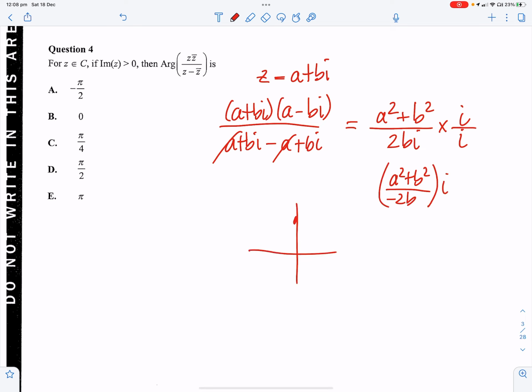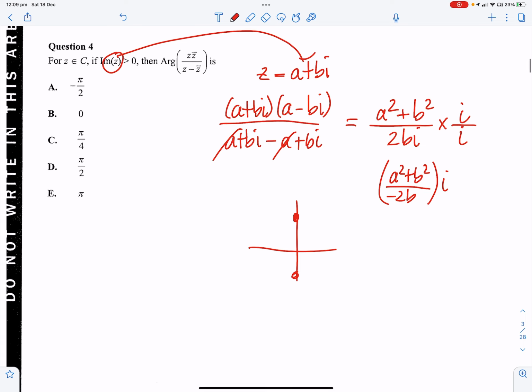So if it's an i, it's either got to be up here or down here. If we know the imaginary part of z is greater than 0, it means that b has to be positive. And if b is positive, we're going to get a negative number. So our answer has to be negative pi on 2, because it's on that axis, it's got to be this angle here.